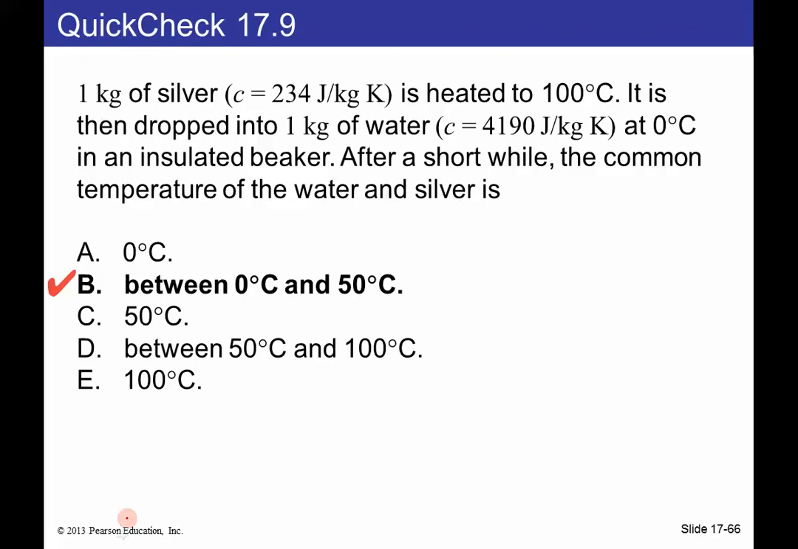Well, the answer is going to be between 0 and 50, and the reason is, you're going to need a lot more energy to raise the temperature of water than silver. So whatever extra energy silver had, most of it is going to go into the water, but that is not going to be enough to raise the water to at least 50 degrees, because you need a lot of energy for water. So it's going to be between 0 and 50 degrees.